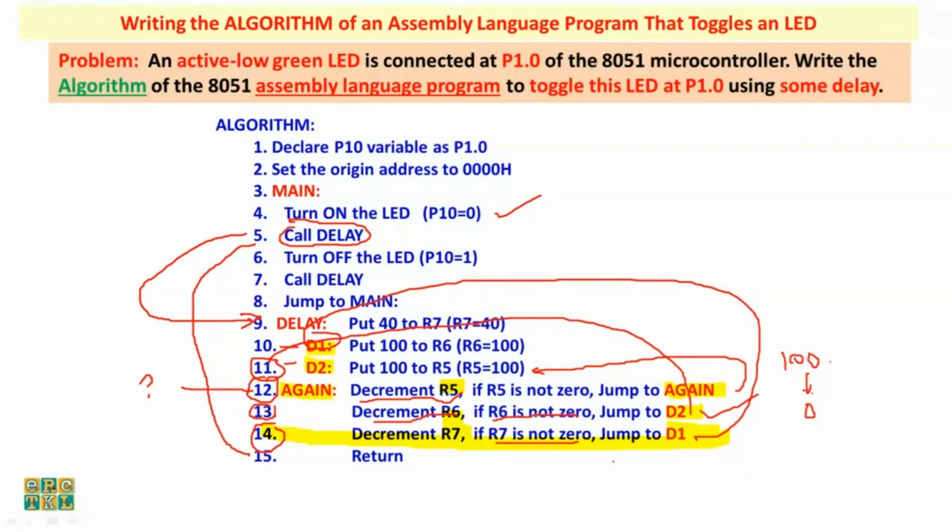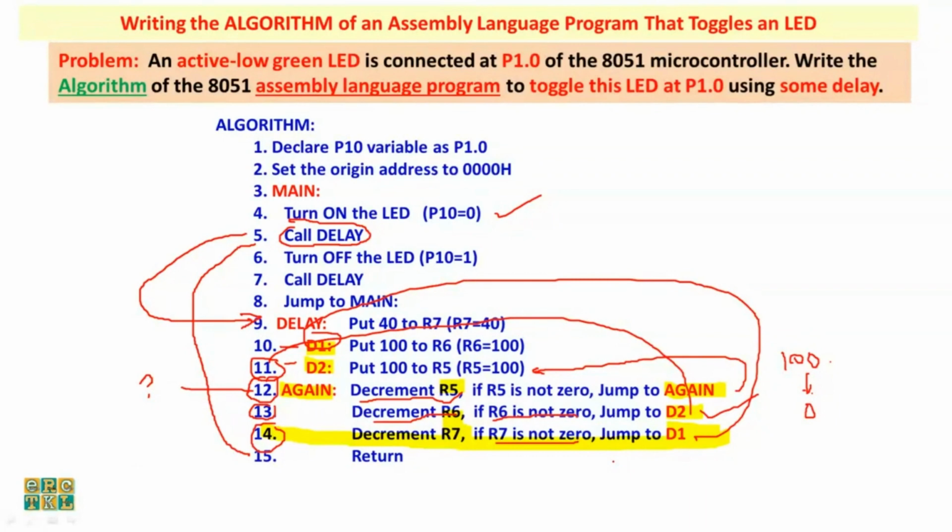Number 12, you will do it 100 times. Number 13, you're supposed to do it also 100 times. And every one time that you do it, you go back to 11. Of course, if you go back to 11, you will also go to number 12, and then you will do number 12 100 times again. What will happen here? R5 will be done 100 times. And every 100 times of R5, it's only one time of R6.